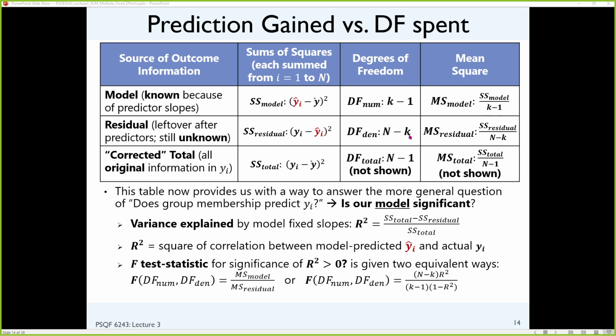And if I took the square root of this number, it would tell me how far off my prediction is on average for each person. Like, what's the average E, so to speak? This is like your average E squared.